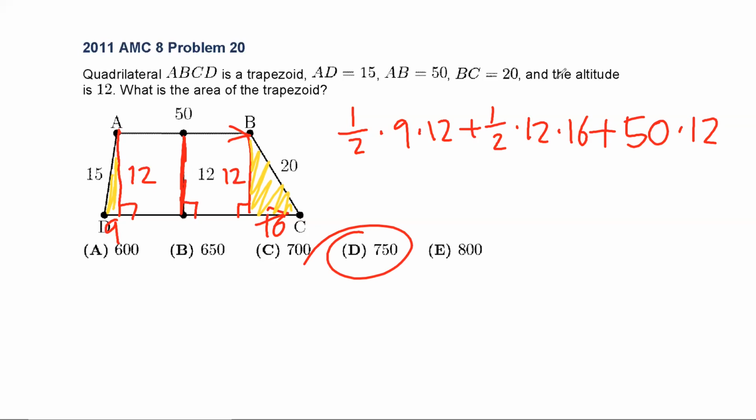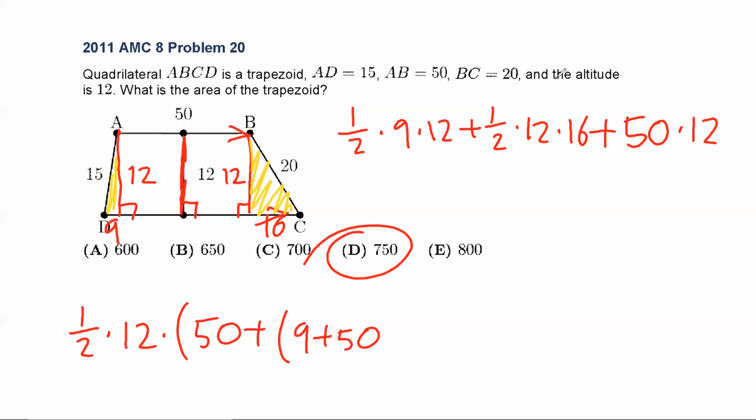Yeah, you could also use the area of the trapezoid formula. So that would be 1/2 times the total height, which is 12, times the sum of the bases, which is 50 on the top, plus on the bottom is 9 plus 50 plus 16, and that would give the same answer. Okay, so moving on.